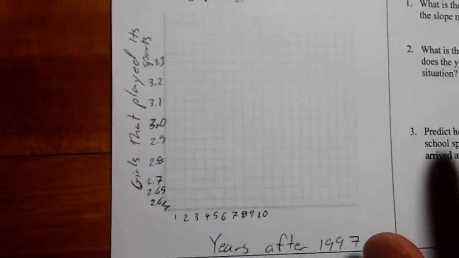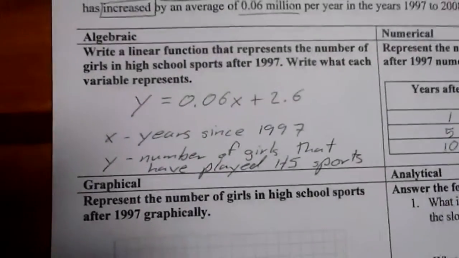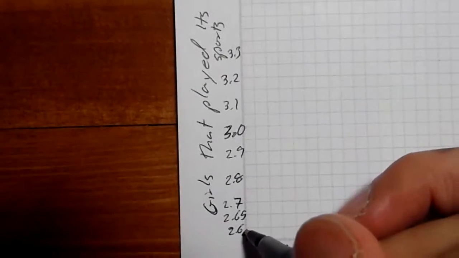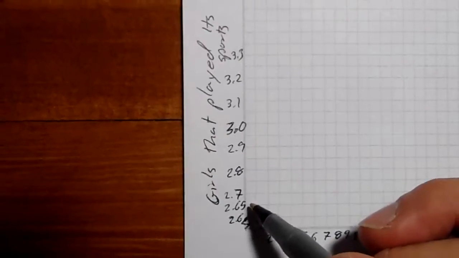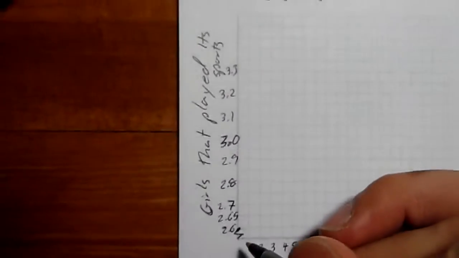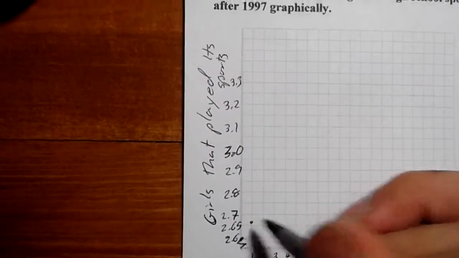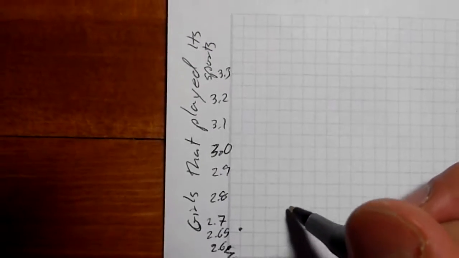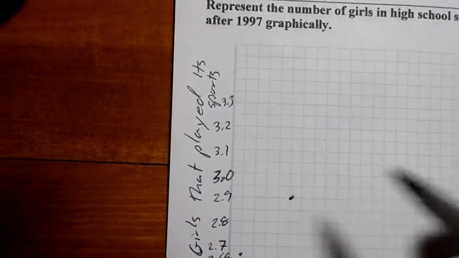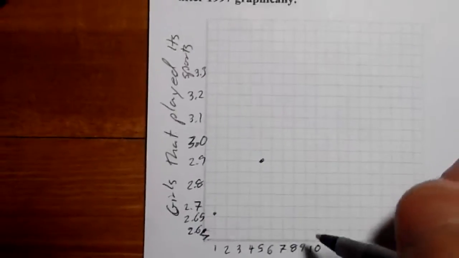Now we can start by graphing our y-intercept, 2.6. So 1 point there. And then instead of counting up by 0.6 each time, I'm just going to use the data points that I already figured out. After 1 year, I should be at 2.66. 1 year, 2.66. After 5 years, 2.9. So start at 5, go up to 2.9. And after 10 years, 3.2.